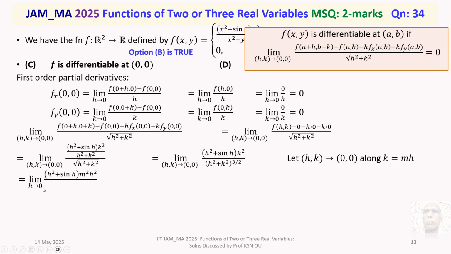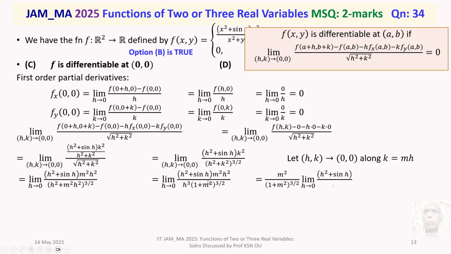Then limit h tends to 0 of (h square plus sin h) into (k m h) m square h square by h square plus k square is (m square plus h square) whole to the power of 3 by 2. The numerator is as it is. In the denominator you will get h square, and when coming out of the 3 by 2, this becomes h cube into (1 plus m square) whole to the power of 3 by 2.